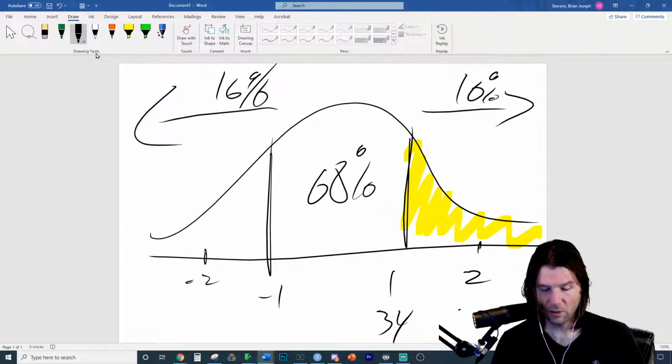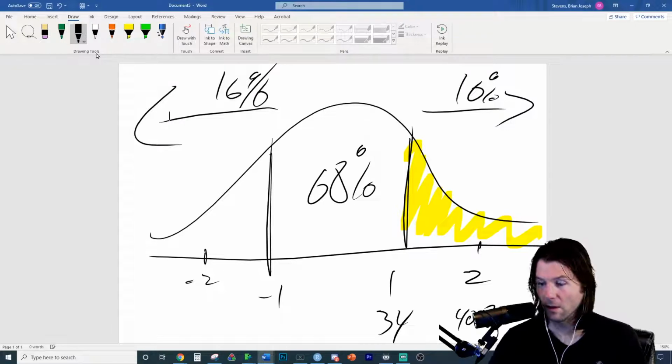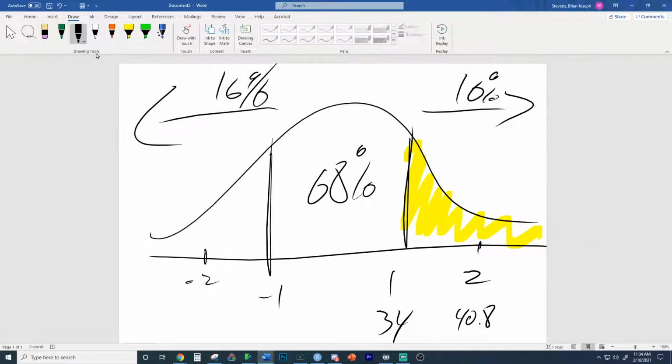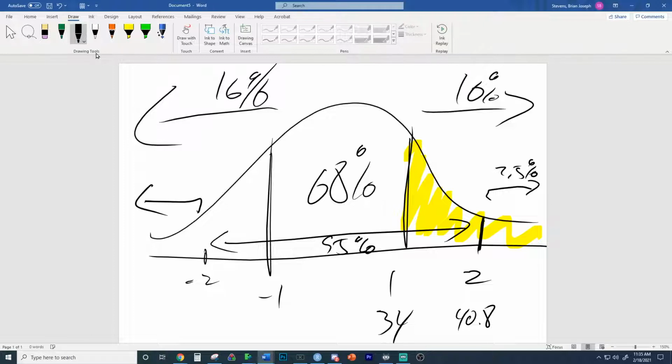And that's because where the z-score was like 40.8 was right here. And so with those z-scores, we now want to talk about this area. Between -2 and +2 is 95%, 68, 95, 99.7. That leaves 2.5 on this side because that's half of the remaining 5% on the outside.